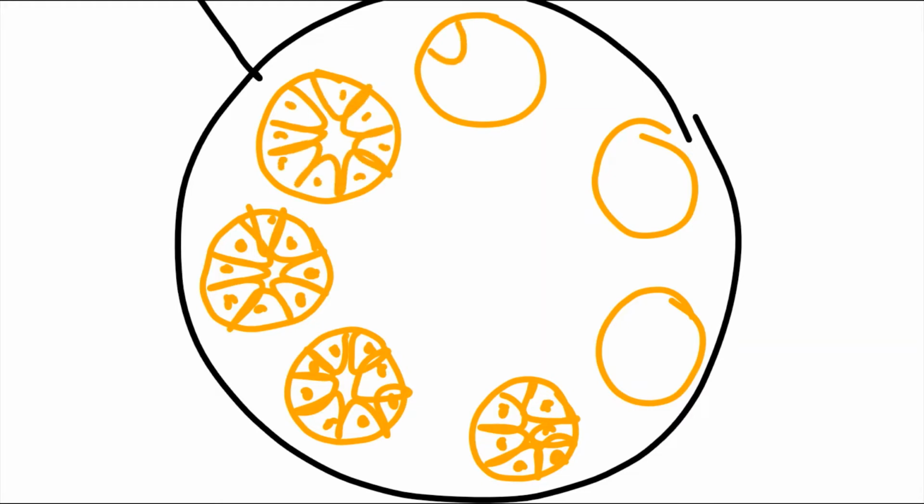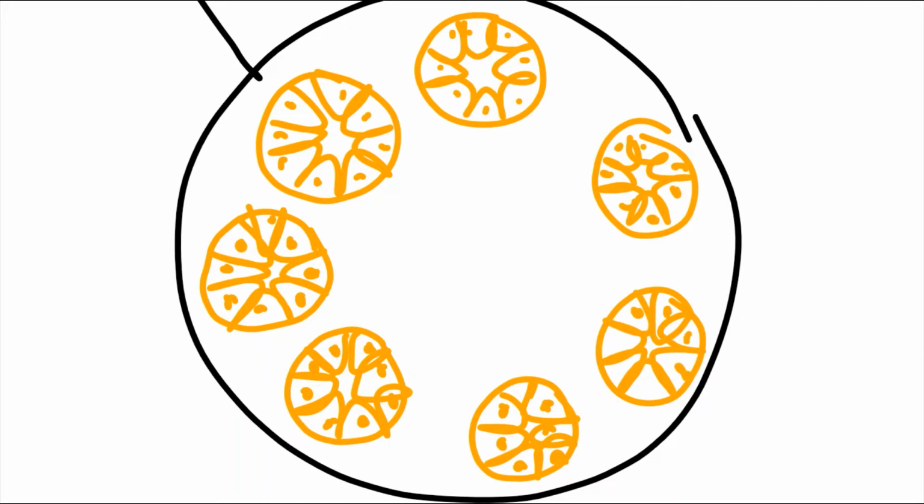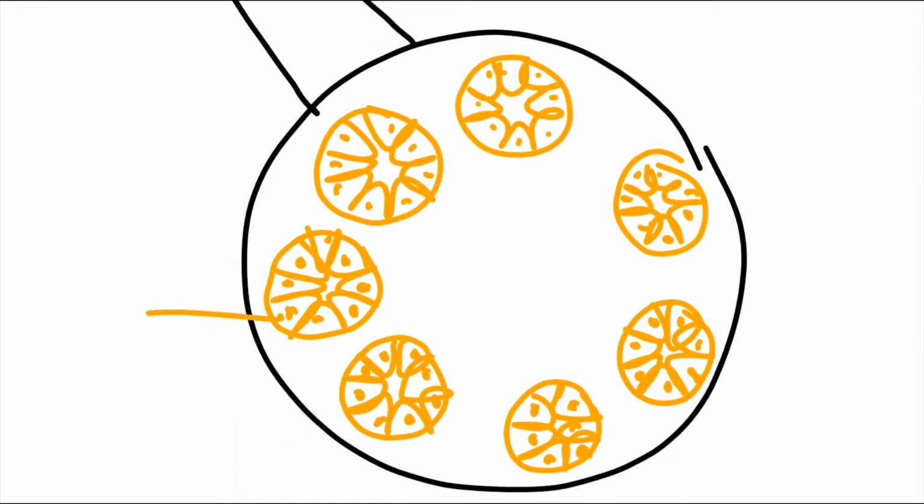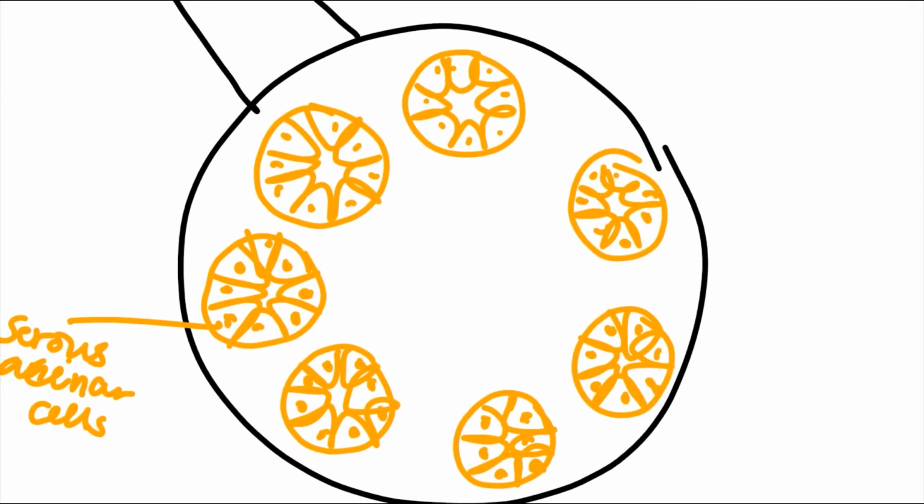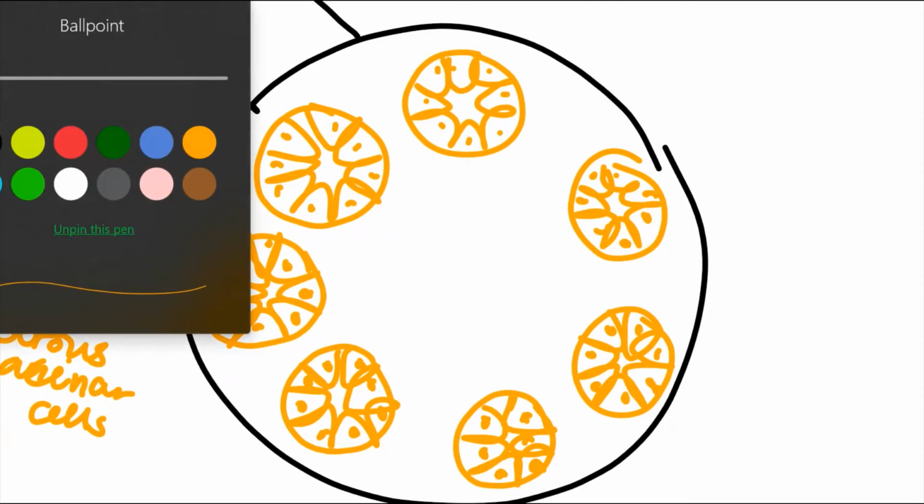So here are the serous acinar cells. And that is all that we'll talk about for the exocrine part. Let's have a look at the endocrine part now.